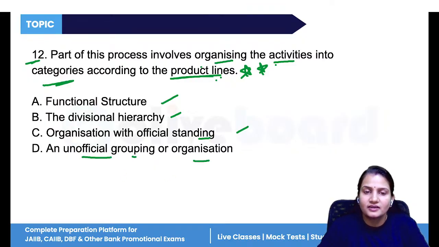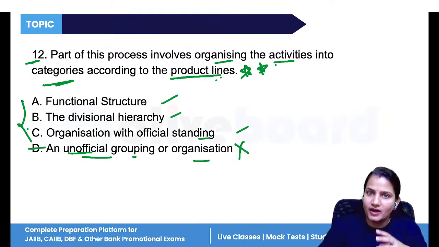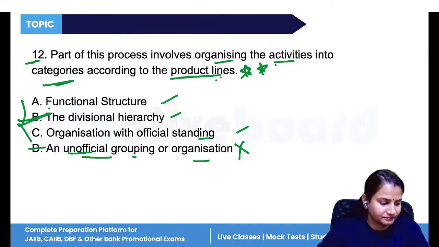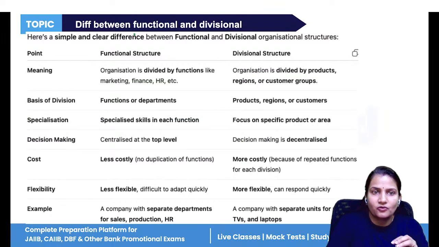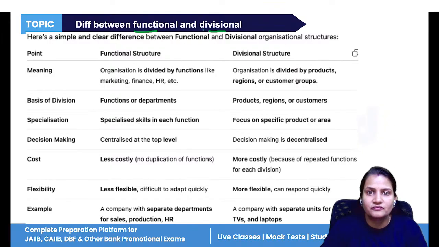So it already says that the activities are organized. If it is organized, it will be organizing through a group. So you can eliminate this. It says unofficial grouping. No, it should be official grouping also. So you can eliminate this statement. Now from among these three statements, which one is the correct answer? If we are organizing activities into categories on the basis of product lines, it is a type of divisional hierarchy. All right. Now in divisional hierarchy, see, most of you get confused between functional and divisional.